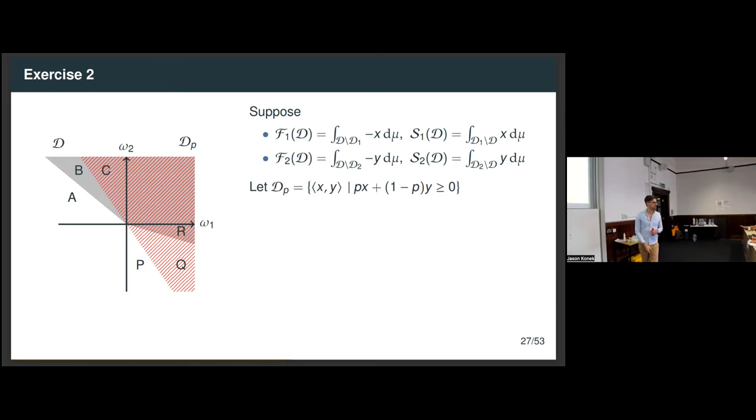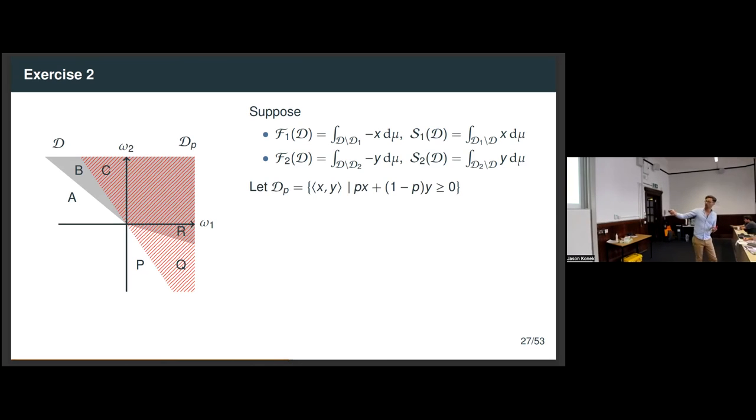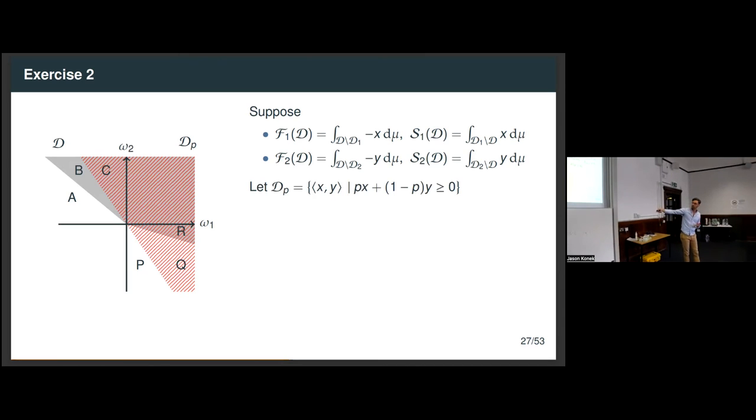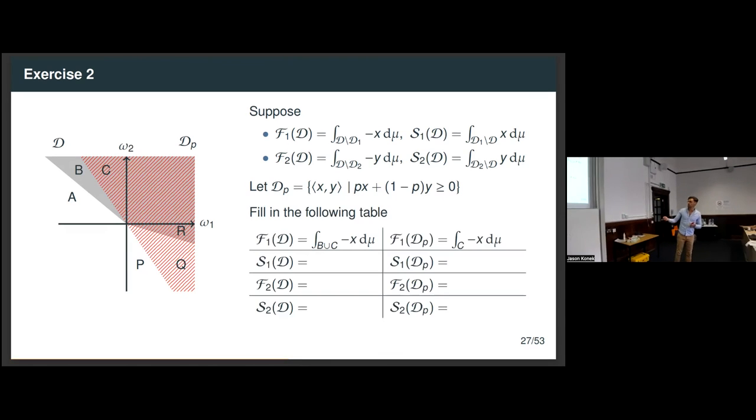Then let's consider a precise model, the set of desirable gambles determined by the probability P for heads. So it's going to be all the gambles with non-negative expectation according to P. That's the red region here. So P is this half space, closed half space.